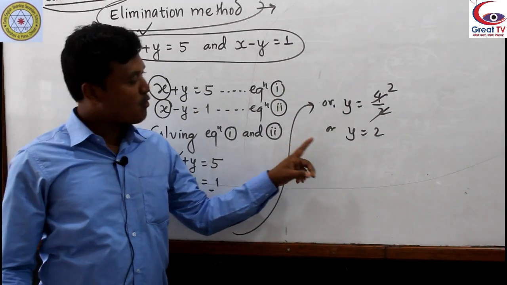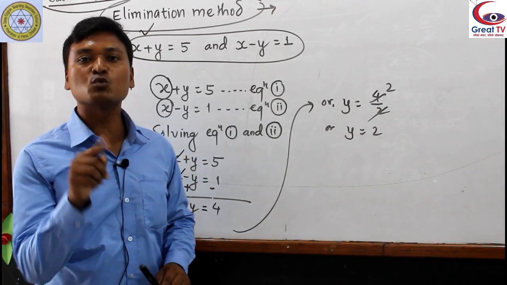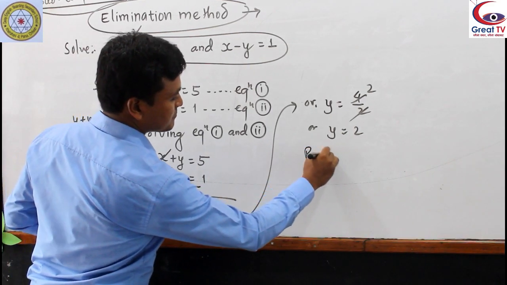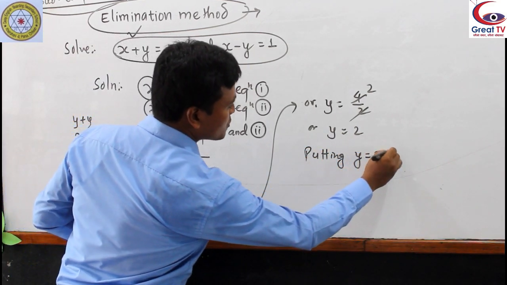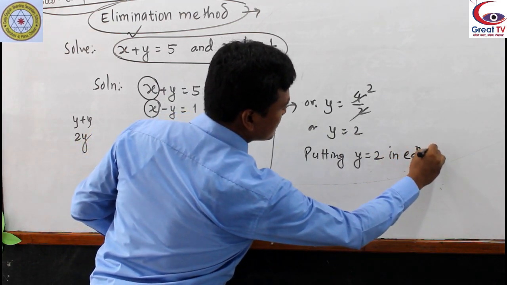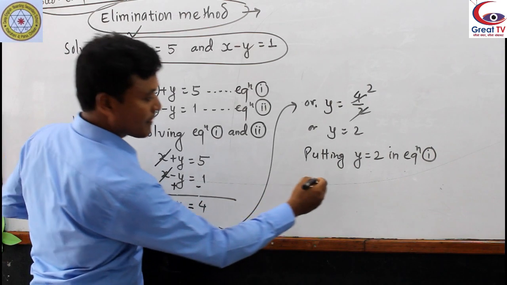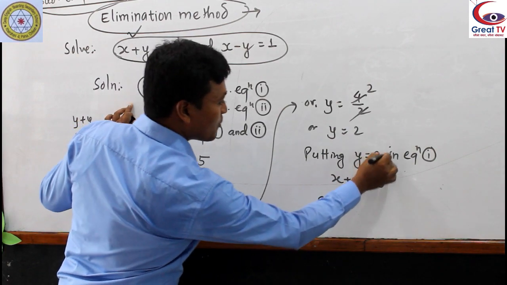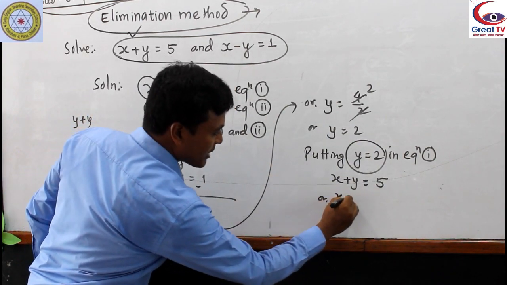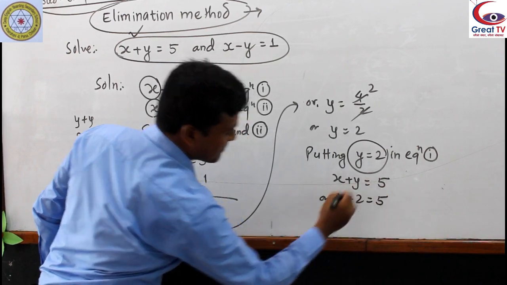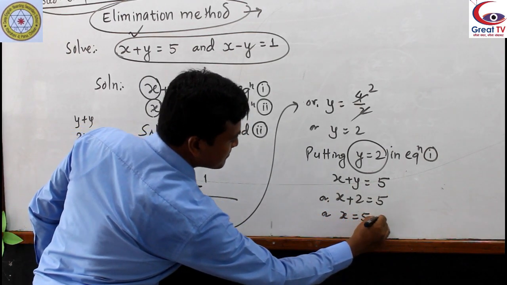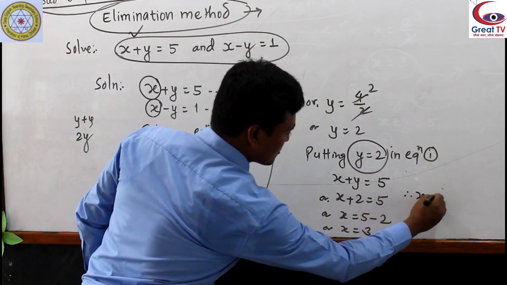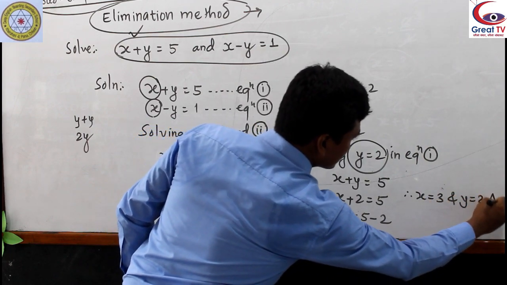And then after getting the value of one variable, just put the value of that variable to get the value of another variable in any one equation. Putting y is equals to 2 in the very first equation I write. First, x plus y is equals to 5. Put the y value: x plus y value 2 equals to 5. Where x equals to 5 minus 2. Where x is equals to 3. Therefore, x is equals to 3 and y is equals to 2, answer.